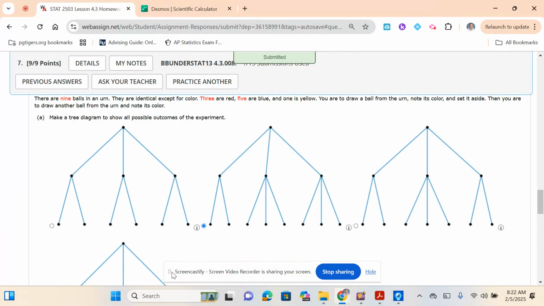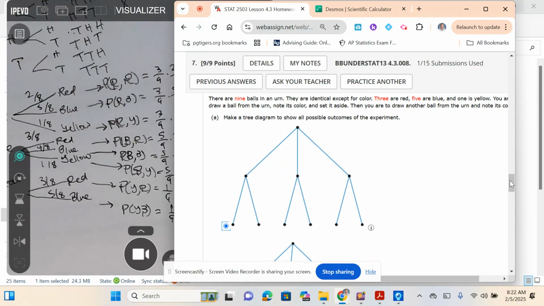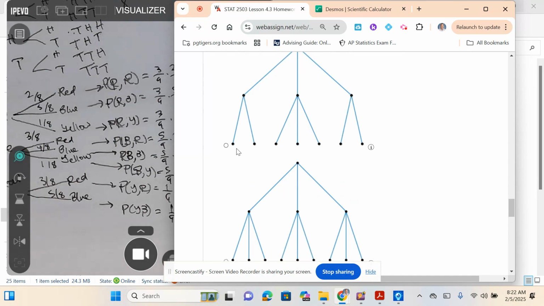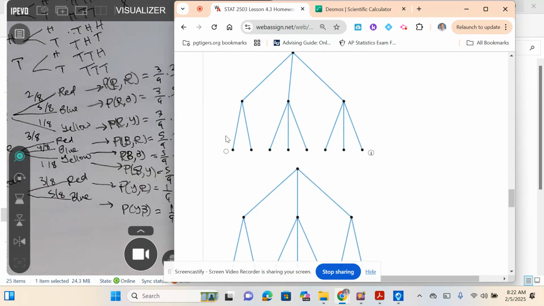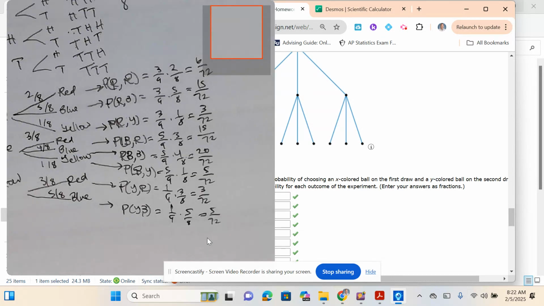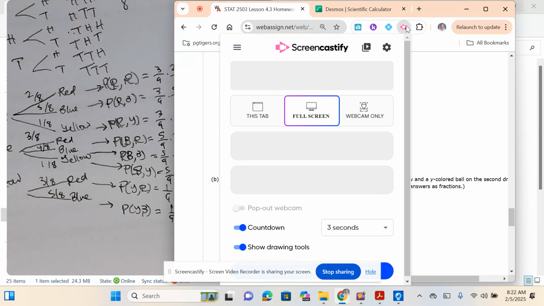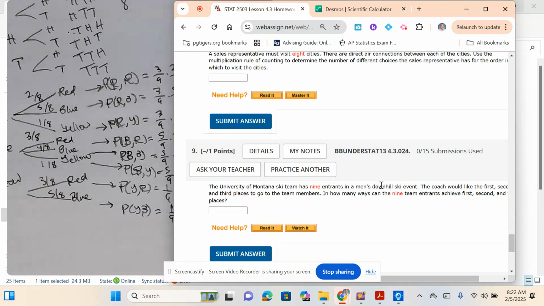Okay, let's see. That's a lot of work there. I didn't mean to select that one. It was already selected wrong there. Okay, this is the right answer. So sorry, I did not mean to do that. All right, let's go to the next one.